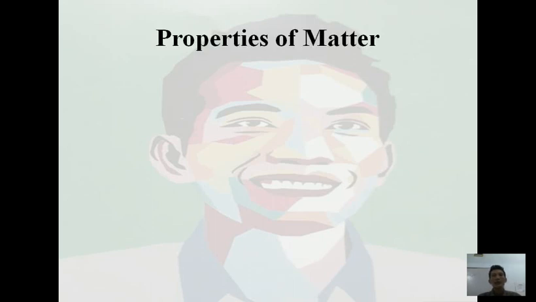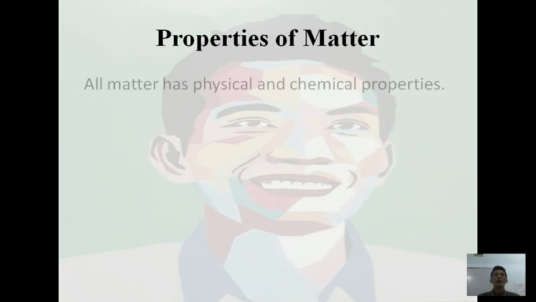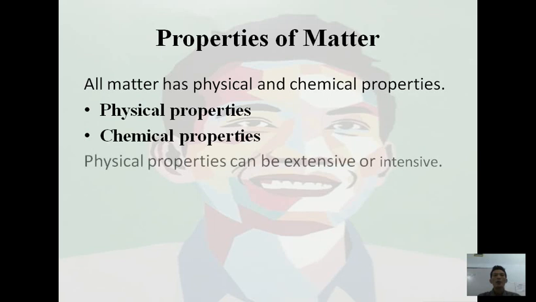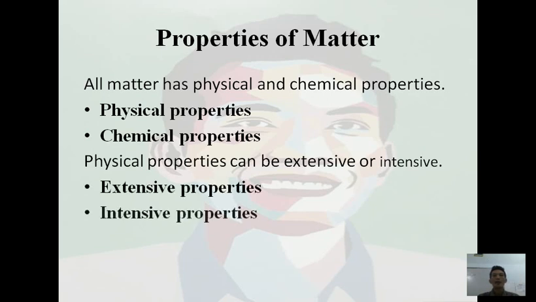When we discuss the properties of matter, they can be classified into two types. All matter has physical and chemical properties. You are able to mention physical properties and chemical properties. But the physical properties can be extensive or intensive.